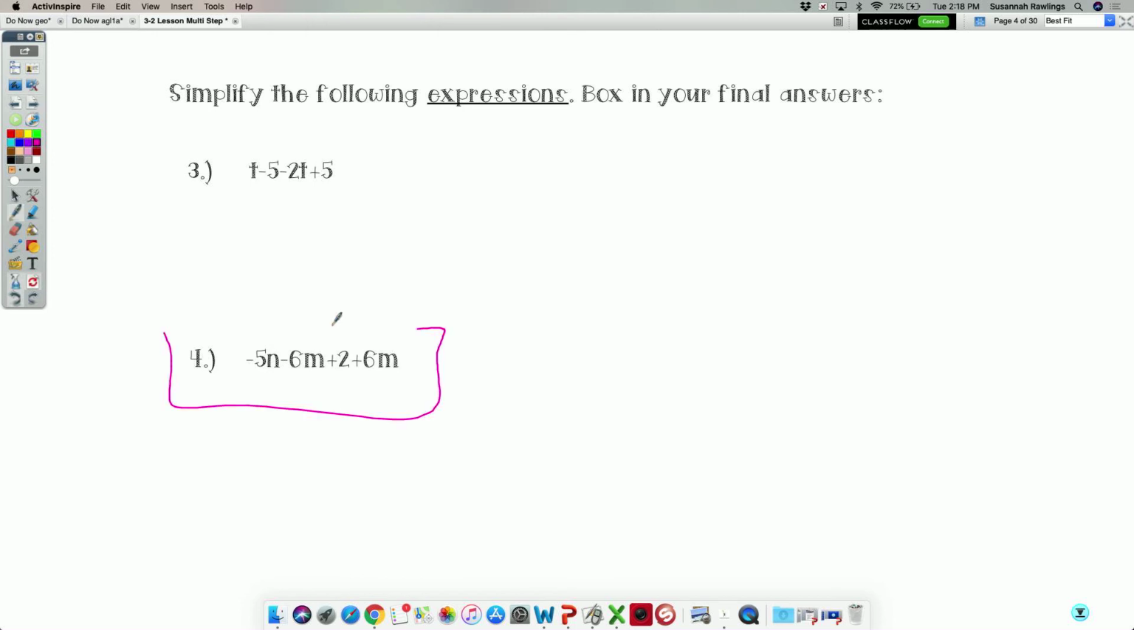So write that example in your notes. Write this example in your notes. Negative 5n, I'll make it bigger.